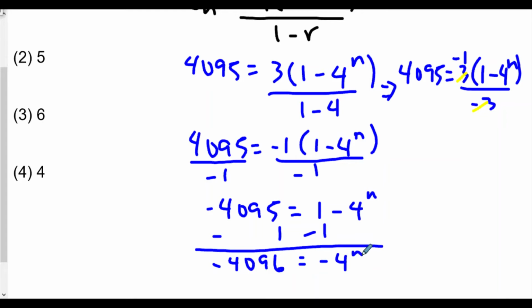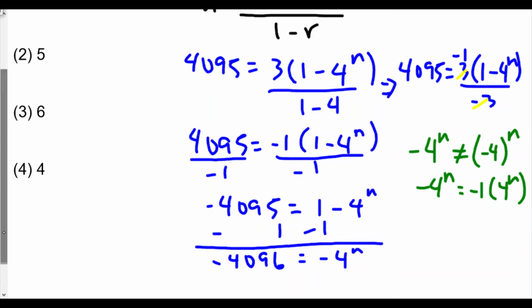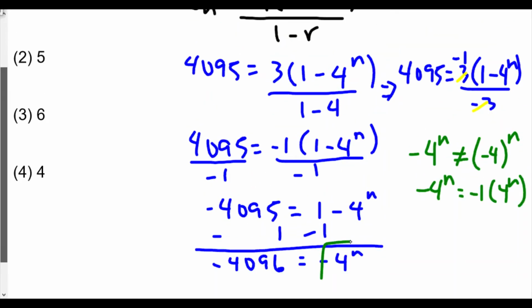Now comes the important part to understand. The negative 4 to the nth power does not mean it's negative 4 times negative 4 times negative 4, n times. This really means, and I want to be very clear about this, negative 4 to the nth power is equal to negative 1 times 4 to the nth power. So with that in mind, I'll divide both sides by, oops, sorry about that.